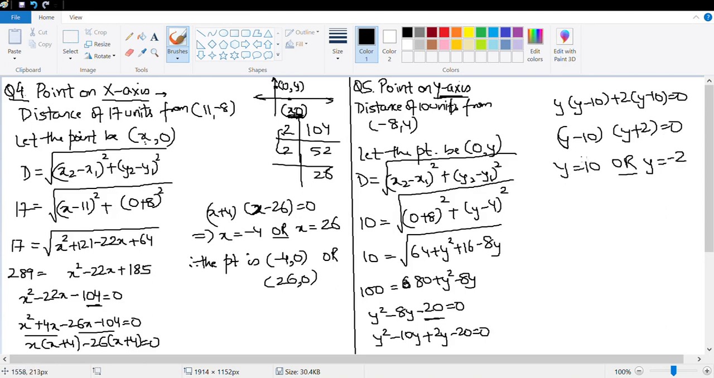Let's read the question and figure out what they want. They said find the coordinates of the point. Therefore, the point is 0 comma negative 2 or 0 comma 10. Wonderful. Let's look at the next question.